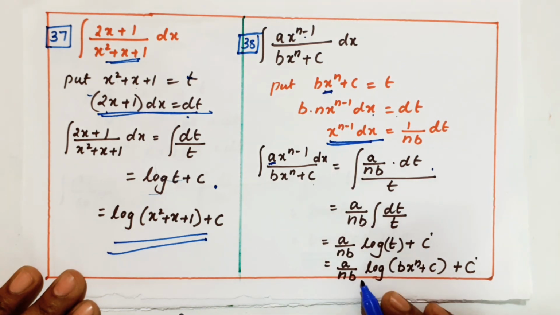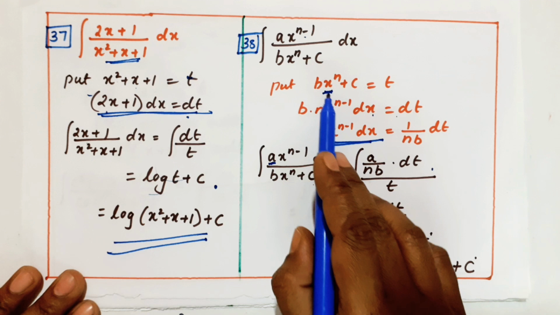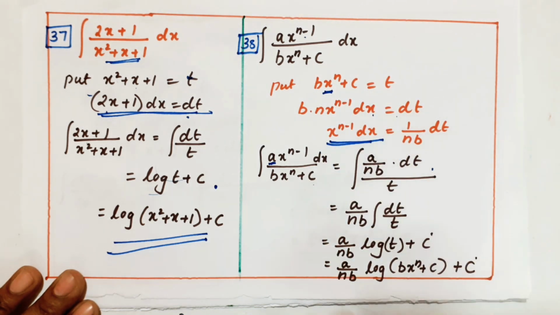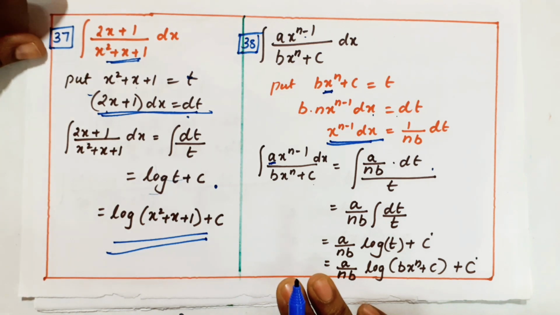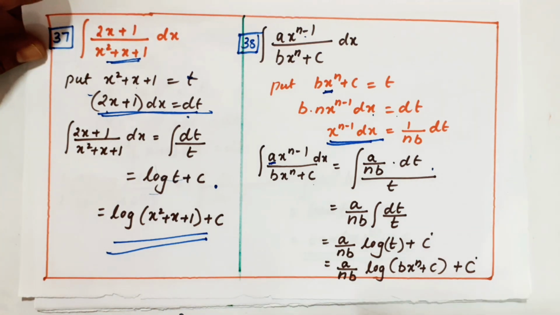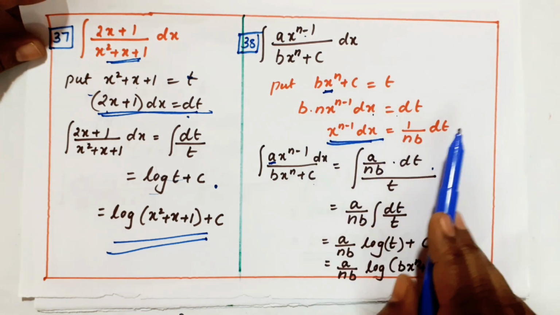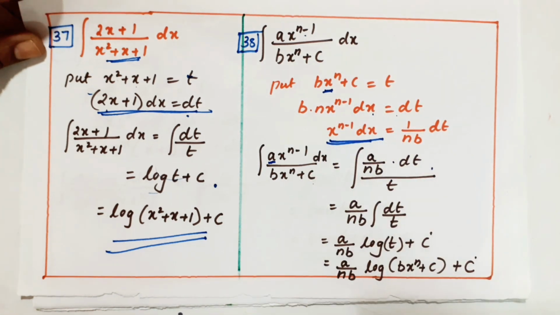So a by nb log, what is the value of t? b xⁿ + c, plus c dash. This c dash is your constant. Simple thing, right? We are substituting t for the denominator, differentiating both left side and right side, and substituting the value.